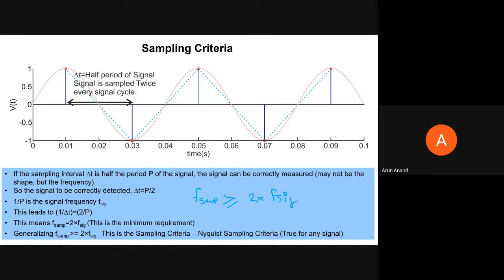Is this clear? This is called the Nyquist sampling criteria, and this is true for any signal. Any signal you would like to measure, your Nyquist sampling criteria should be satisfied. Otherwise, for example, if you want to sample a signal of 100 hertz, and you are using a sampling frequency of 100 hertz, you will not be able to measure the signal. The sampling frequency should be at least 200 hertz. Am I clear? Yes, sir. Okay, so let's go ahead.